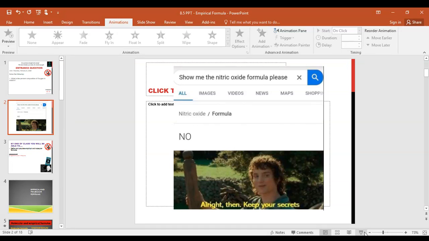Hi guys, this is video 8.5. So this is PowerPoint 8.5 for Empirical Formula.